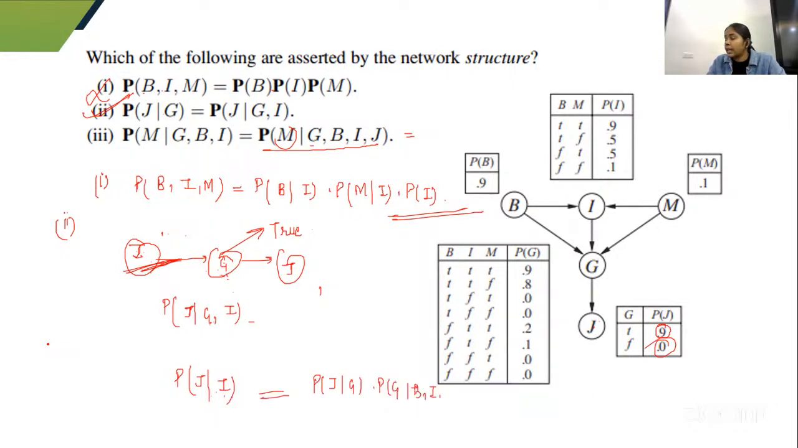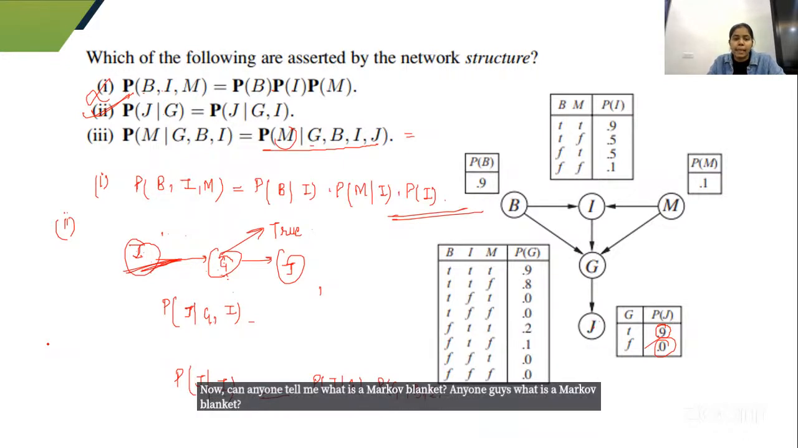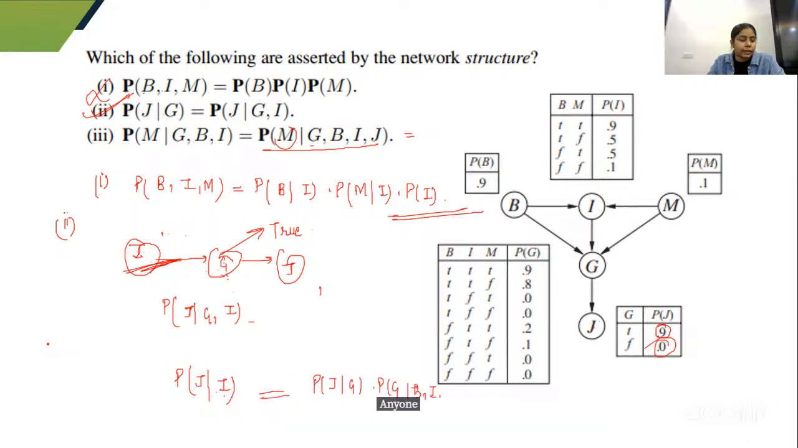Now can anyone tell me what a Markov blanket is? Anyone, guys, what is a Markov blanket, if anyone knows?